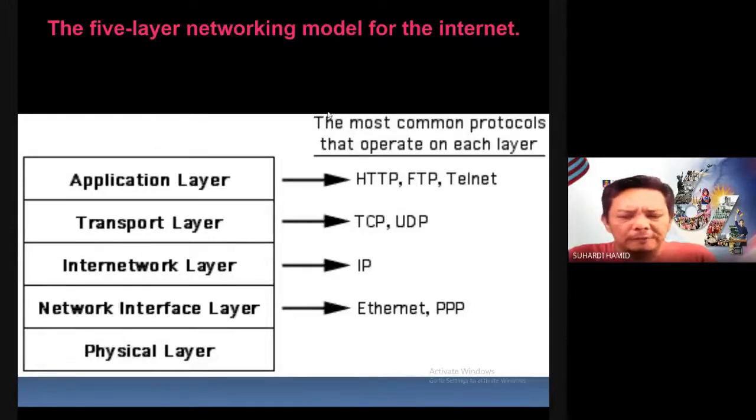On top of the physical layer, it's called the network interface layer. What is the network interface layer? It's your network card. How or what device do you use to communicate? Referring to the real network. Next up, for example, here it says Ethernet or PPP.